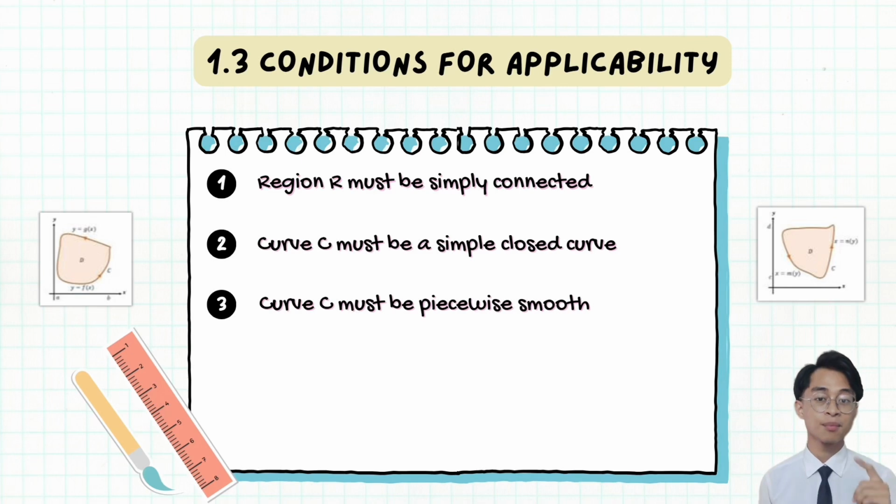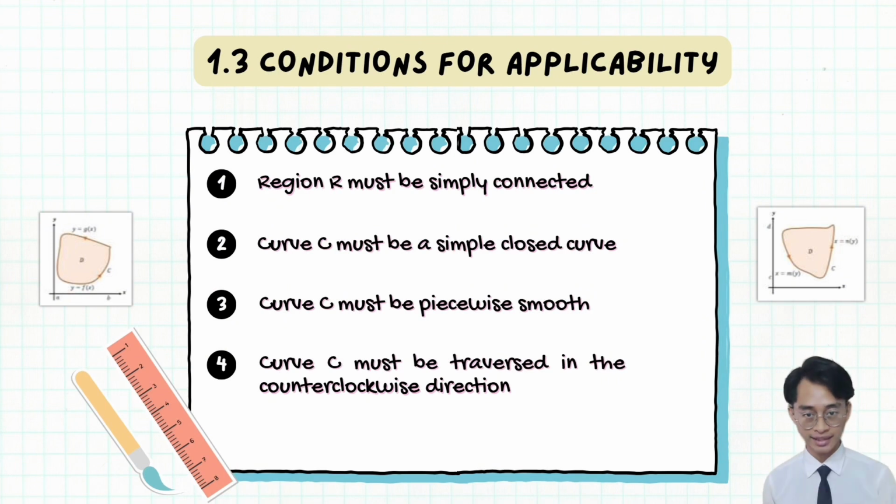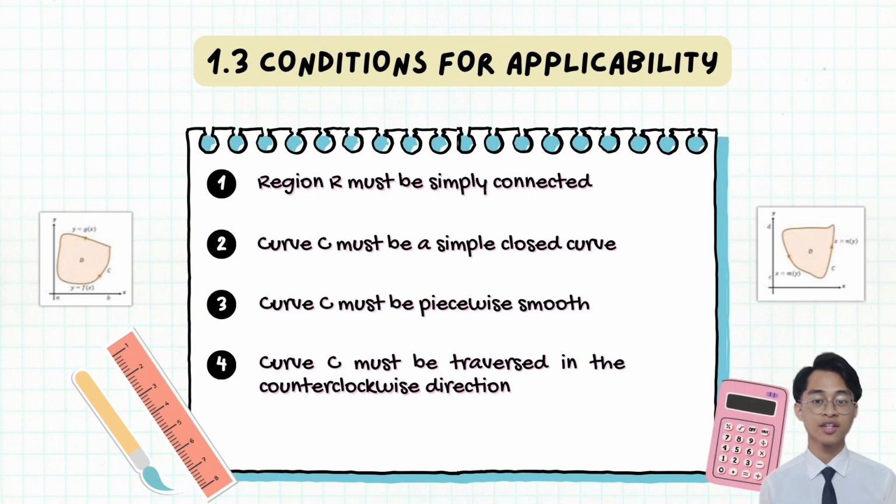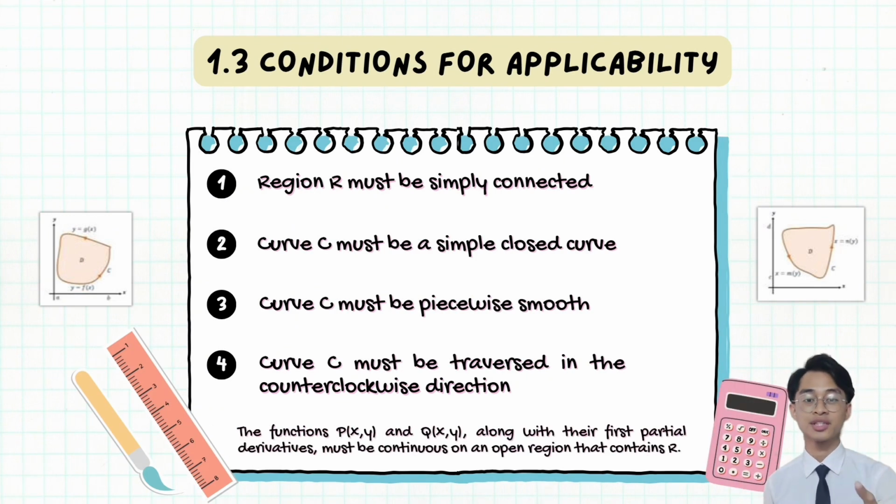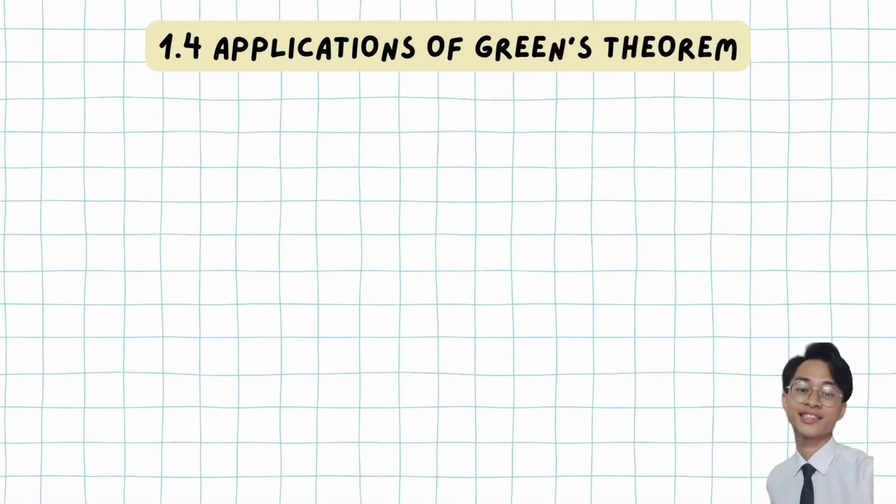That is, it is made up of a finite number of smooth curve segments. The last one, curve C must be traversed in the counterclockwise direction. This is to ensure the curve has a positive standard orientation. The functions P(x,y) and Q(x,y), along with their first partial derivatives, must be continuous on an open region that contains R.